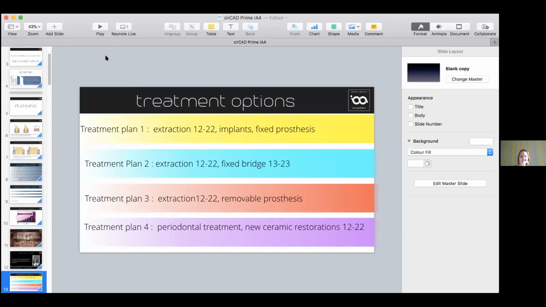Okay, so that's interesting. Periodontal treatment, new ceramic restoration, 61%. And all of them are right. I don't think there's a bad answer there.